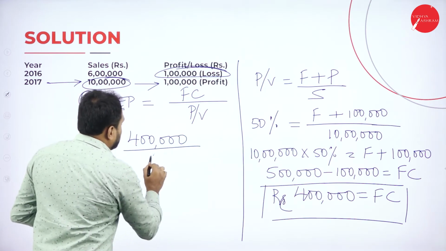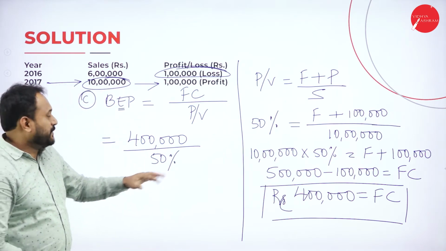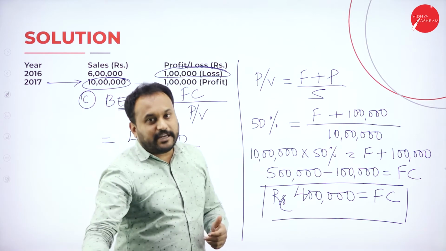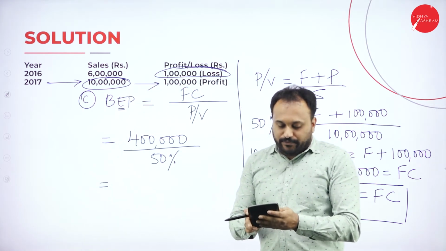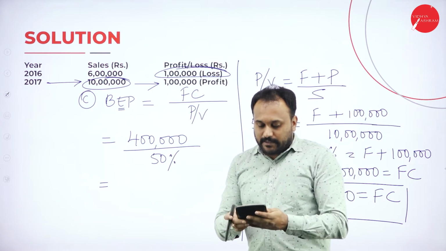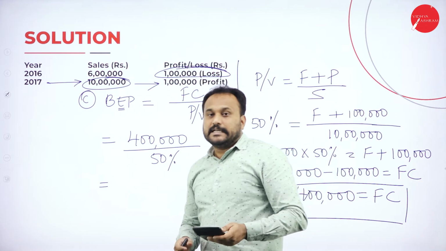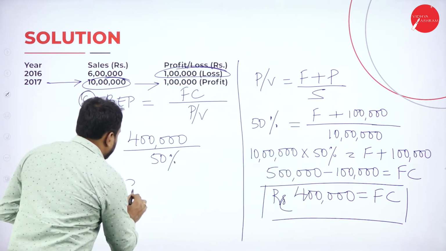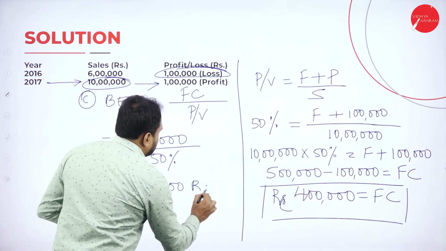Divided by PV is how much? 50%. So here you need to calculate 4 lakh divided by 50%. Let's go with the calculation. 4 lakh divided by 50% is how much? 8 lakh rupees. So it is the double one. So 8 lakh rupees is your BEP.